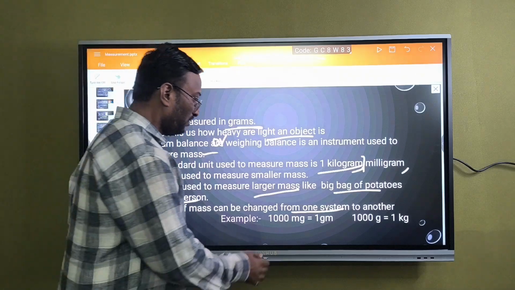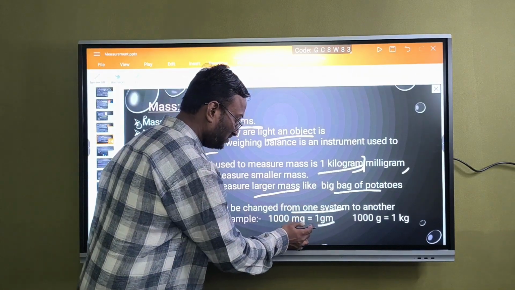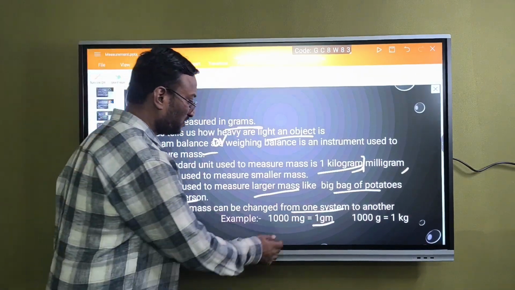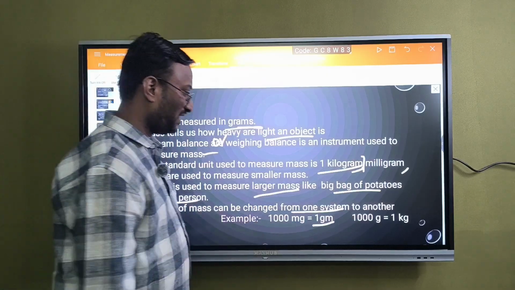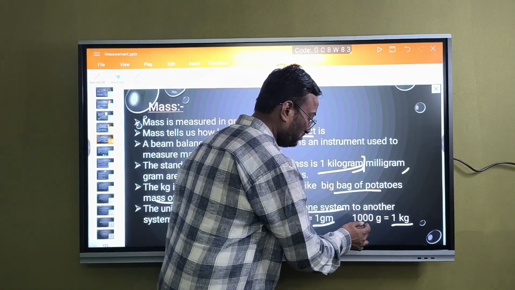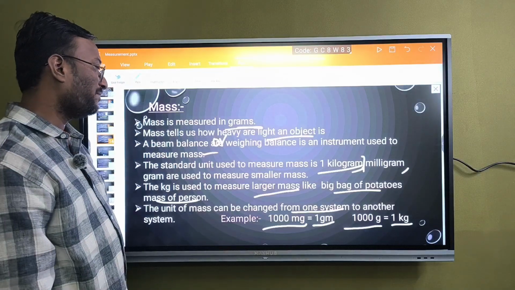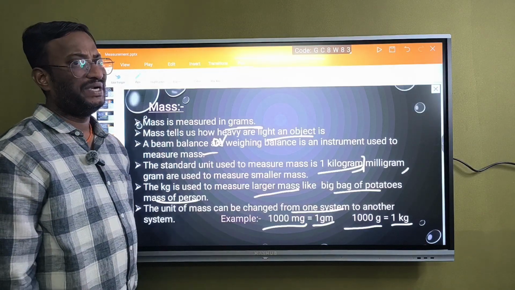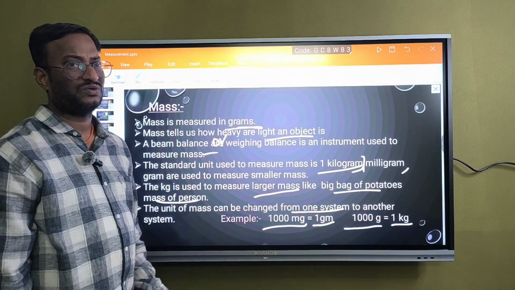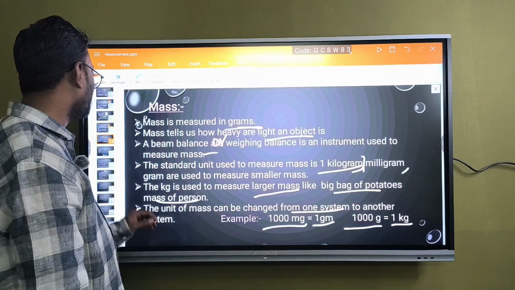For example, 1 gram is equal to 1000 milligrams. Similarly, 1 kg is equal to 1000 grams. Okay, you should remember that, children. In your bits or small short answer questions, MCQs, they used to ask such kind of things.